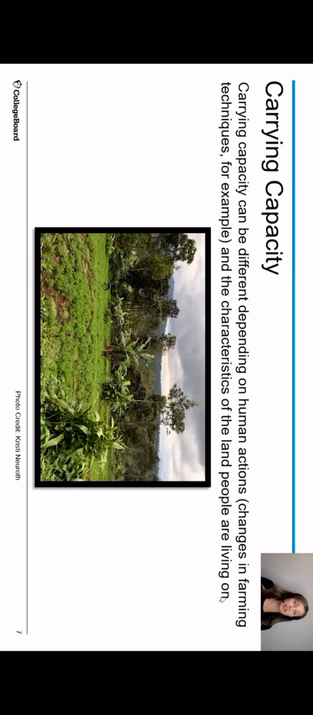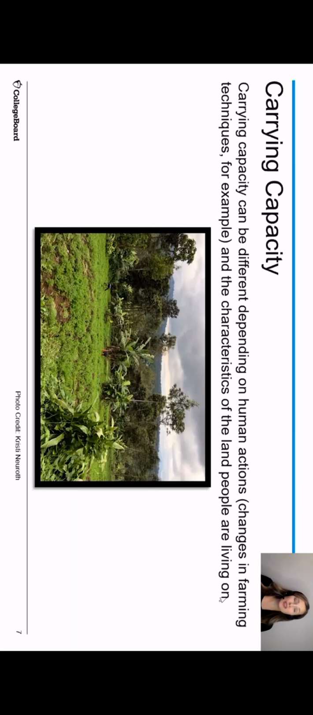If you're living in a desert environment that cannot support very much life, then the carrying capacity of a particular place may be very low, a very, very small population. Where if you live in an area with lush forests and many natural resources, that land may be able to sustain a whole lot more human life.